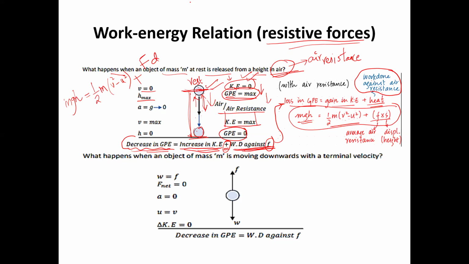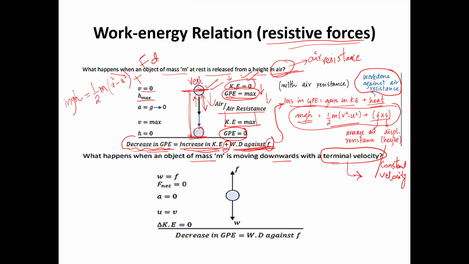Okay, see next case. The next case is placed at the bottom. Now, what happens when the object is moving downwards with a terminal velocity? This concept is very important. Such a concept of a falling object with a constant velocity. Either terminal velocity will be written, or you can also say there is a term called constant velocity. Last time, this 2-mark part came in the exam.